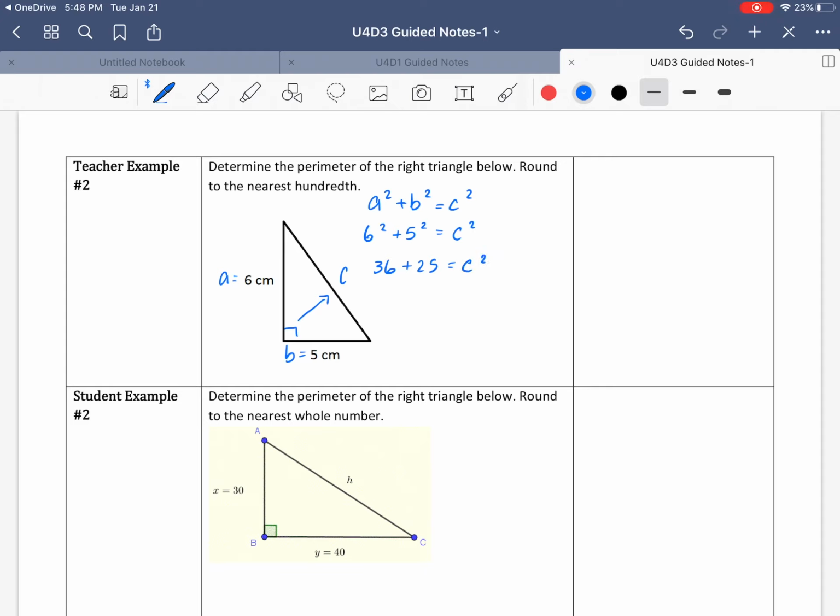36 plus 25 equals c squared. And we're going to take the square root of 61. And you get 7.8, which is what c is equal to. Now remember, we're finding the perimeter, so we need to add up 7.8 plus 6 plus 5, where we should get 18.81 centimeters for the perimeter. So using that same method, I want you to try student example number 2.